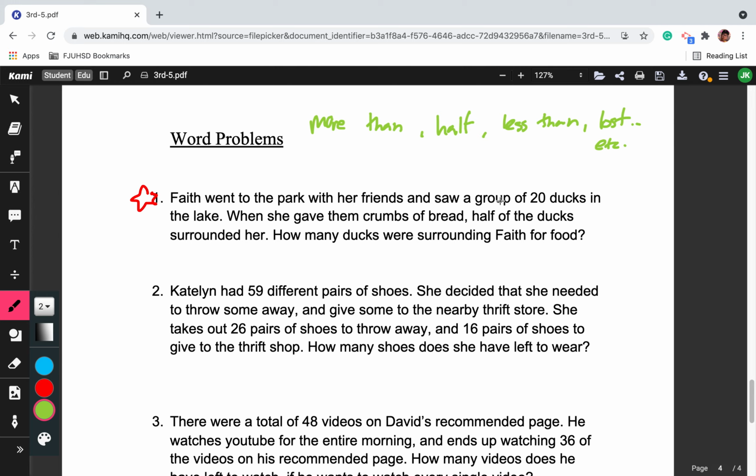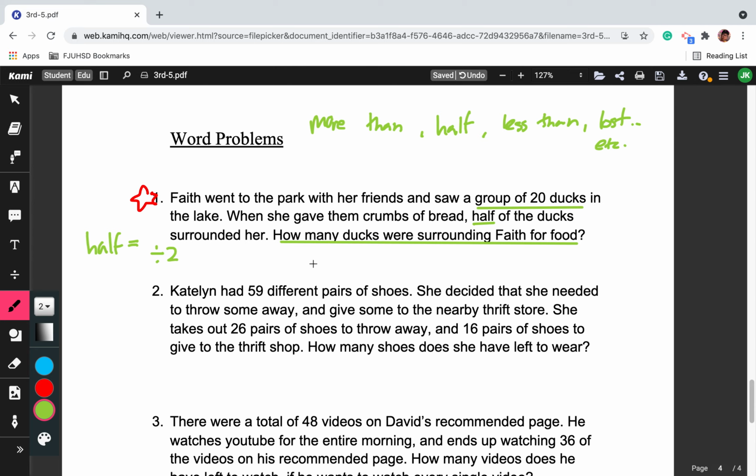So Faith went to a park with her friends and saw a group of 20 ducks. So if there's a number, that's probably an important sign. When she gave the crumbs of bread, half of the ducks surrounded her. How many ducks were surrounding Faith for food? So we're looking for the amount of ducks surrounding Faith for food. And we know that half of the ducks surrounded her. So what half basically means is literally 1 over 2, which is basically divide by 2.